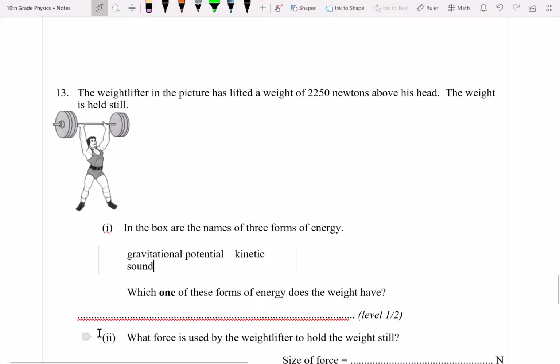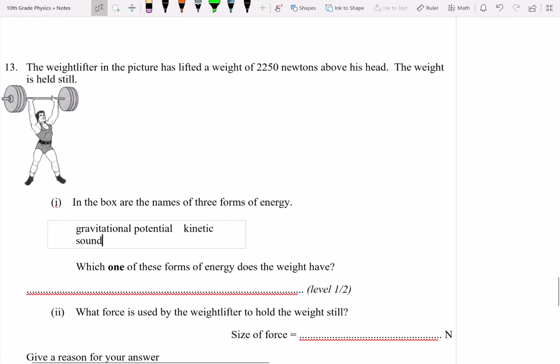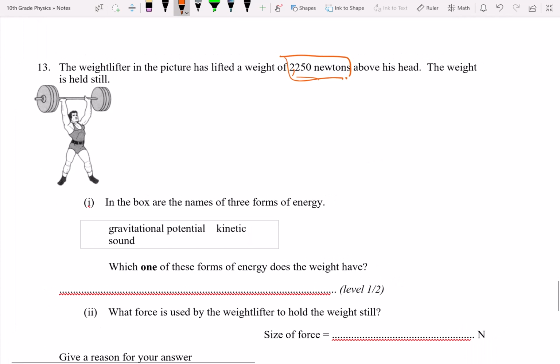Okay, in this one, number 13, we're looking at a weightlifter. He has lifted this 2,250 Newton weight above his head. I guess this is its weight, not its mass, right? And we're assuming that he's on Earth. The weight is held still, so he's not moving, right?